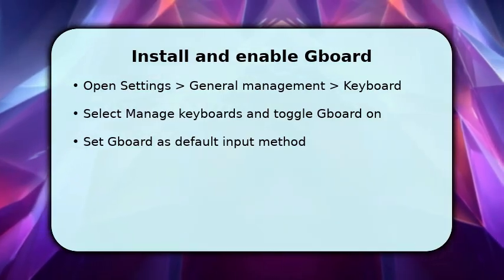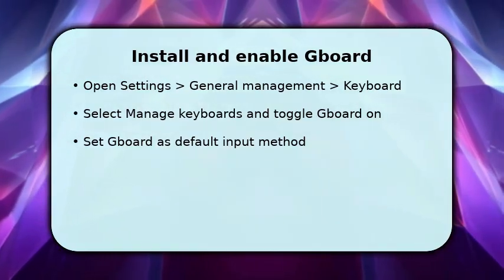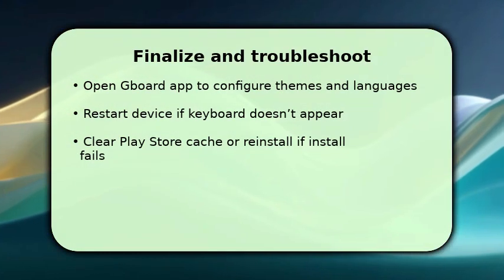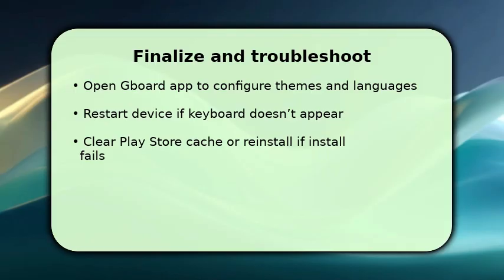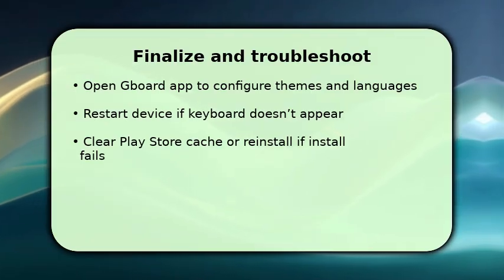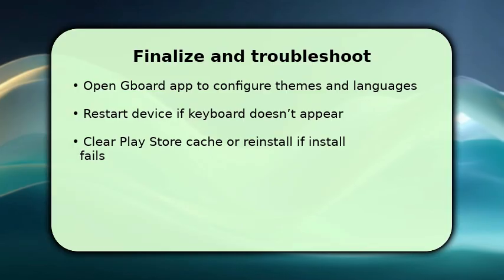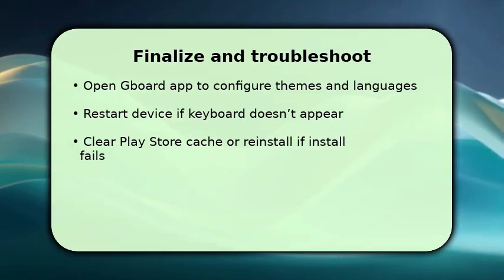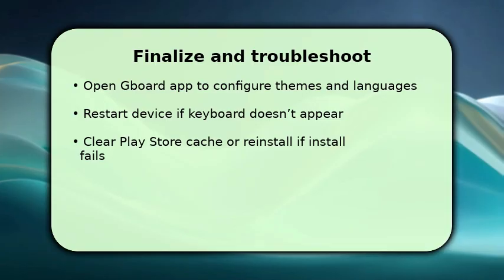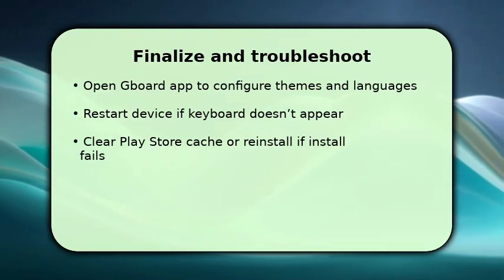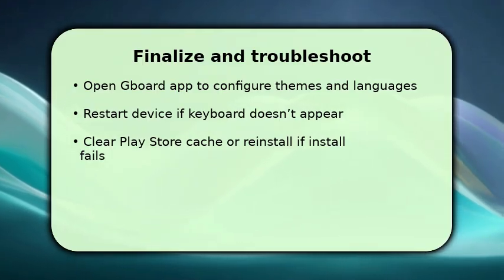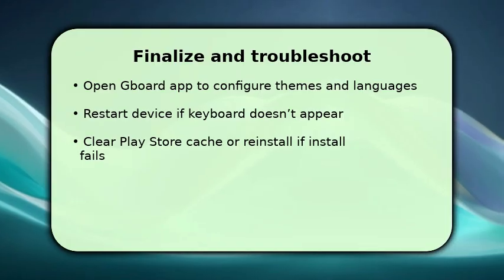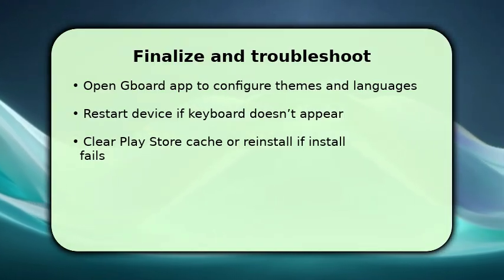Finish by personalizing and handling one common troubleshooting tip. Open the Gboard app to add languages, choose a theme, enable glide typing, and adjust autocorrect. These tweaks improve typing comfort. If your keyboard doesn't appear immediately, restart the device to refresh input services. If installation or updates fail, clear the Play Store cache, check storage again, or uninstall and reinstall Gboard. That one troubleshooting step: restart first. Resolve.